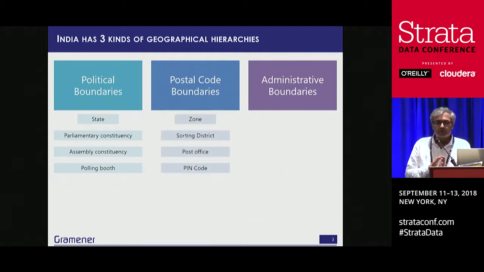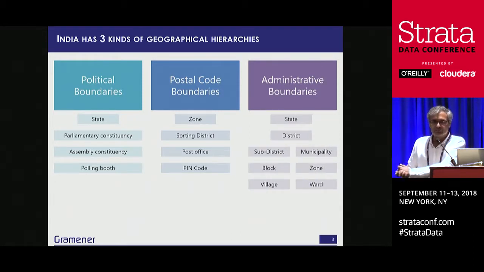Postal code boundaries have a very different hierarchy that's completely independent of this hierarchy. There's just no point at which they match except that the zones are approximately collections of individual states. And I mean that approximately because there's just no guarantee that a single PIN code lies within a single state, right? It's as bad as that. And then there are administrative boundaries.